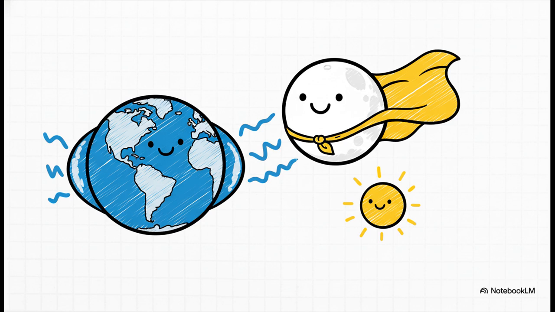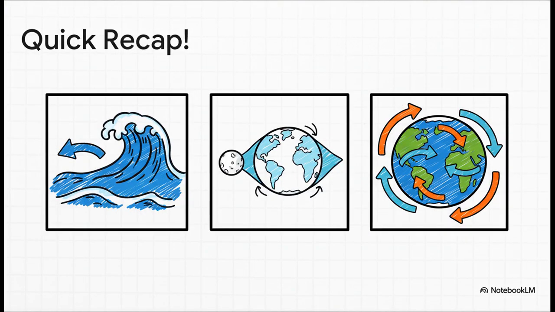Excellent work. So, let's just do a super quick recap of the ocean's three main dance moves. Waves are moving energy. Tides are the ocean breathing thanks to the moon and sun, and currents are giant rivers in the ocean, acting as the Earth's AC.